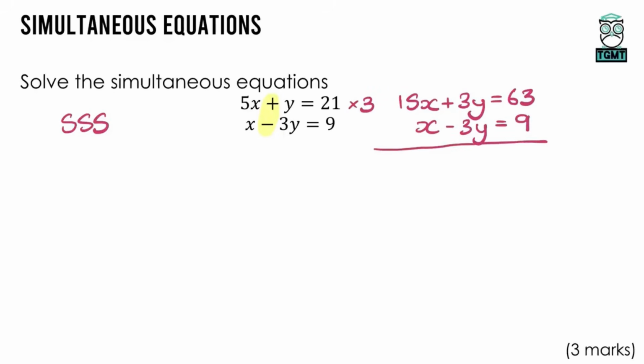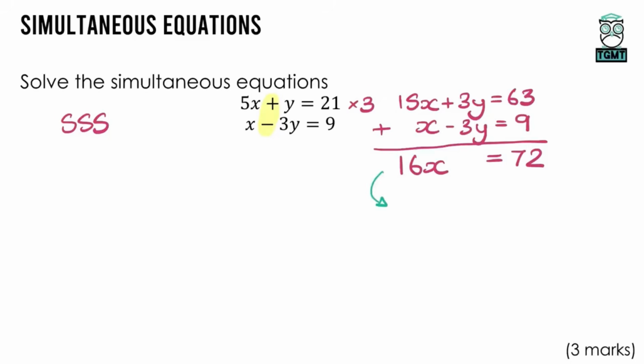So here we are going to add these equations together, and that gives us 16x is equal to 72. And not forgetting, we don't need to worry about what 3y add negative 3y is, because the whole point of this is that they're going to cancel out. Now in this question here, we get 16x is equal to 72. Now that's not the nicest of divisions to do, but of course we are using a calculator.